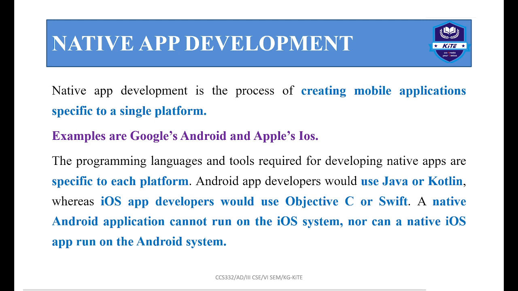Here, native Android applications cannot be run on iOS systems, whereas an app developed for iOS cannot run on Android systems. That is the vice versa. Because it is developed for a specific platform and cannot run on any other platform, you call it native app development. That is, it is the process of creating a mobile application specific to a single platform, which cannot be run on any platform apart from the one it was developed for.